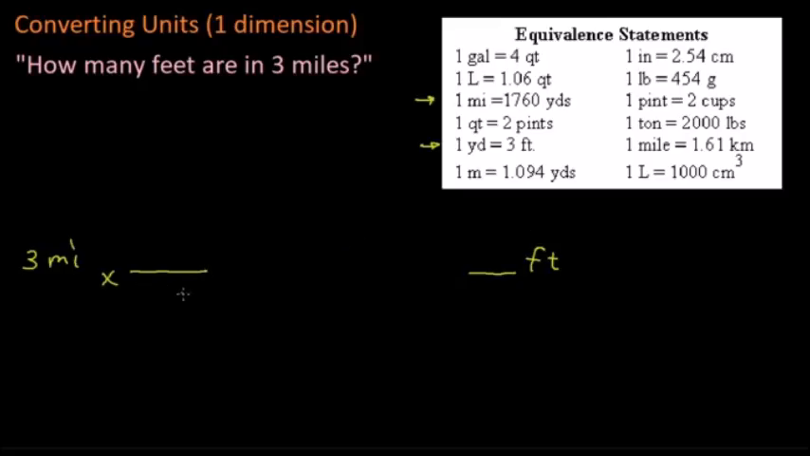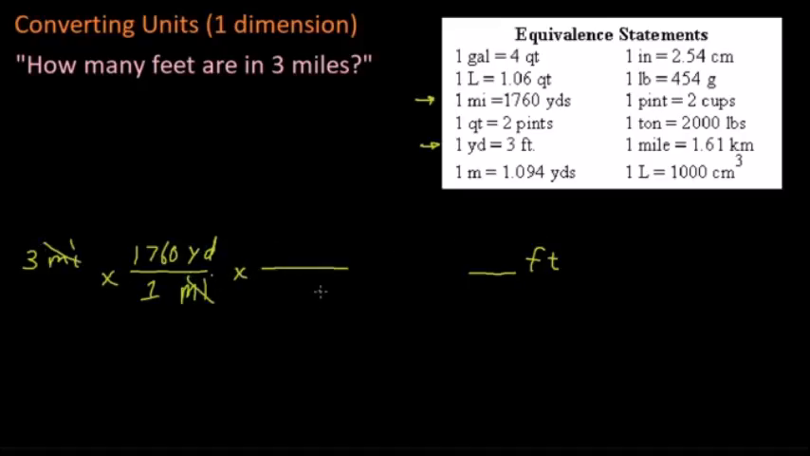So I make sure the units I want to cancel out are on the bottom, in this case miles. I want miles to go away, so I'm going to put miles on the bottom. My conversion factor is 1 mile for every 1,760 yards. Now that cancels giving me yards. I don't want yards, I want feet.